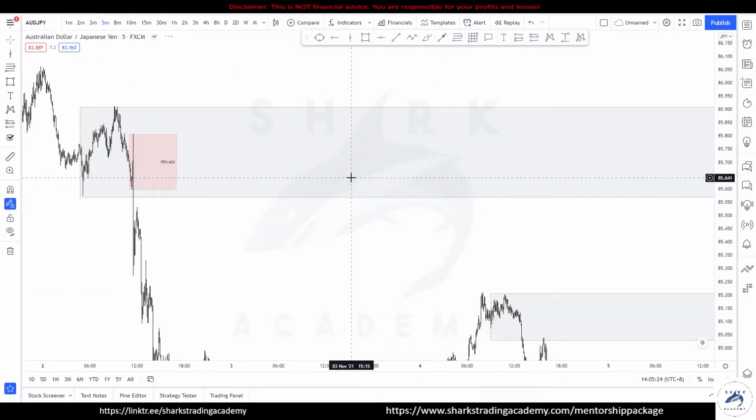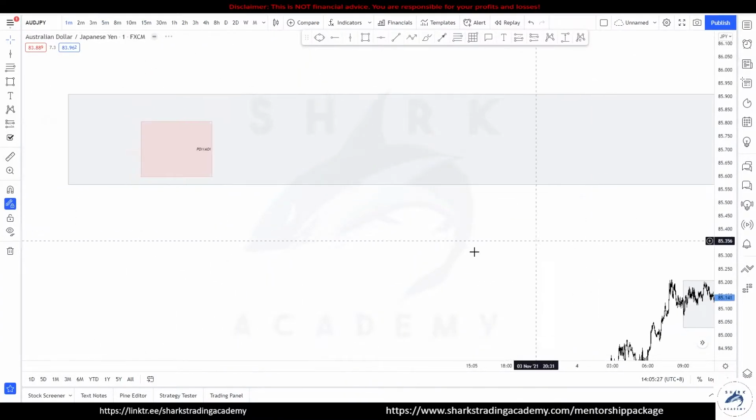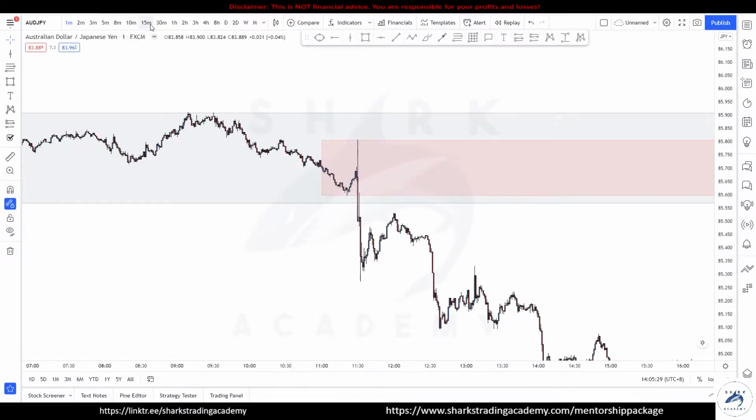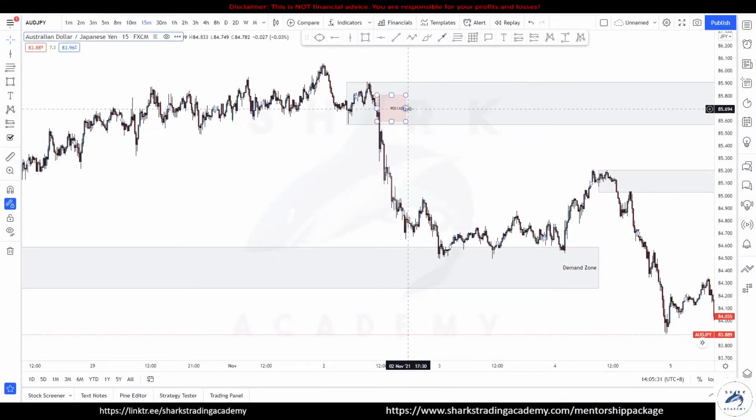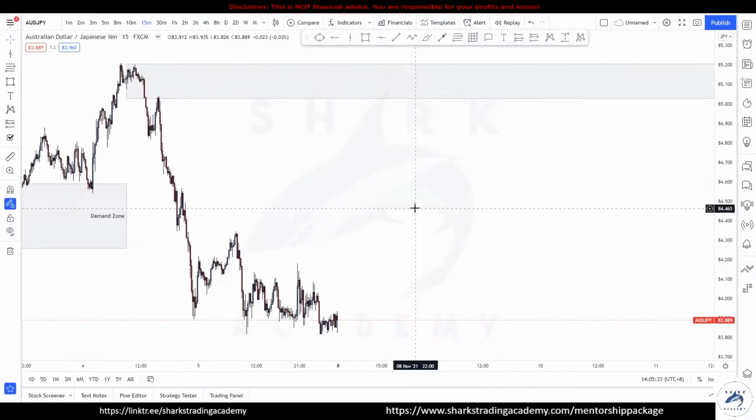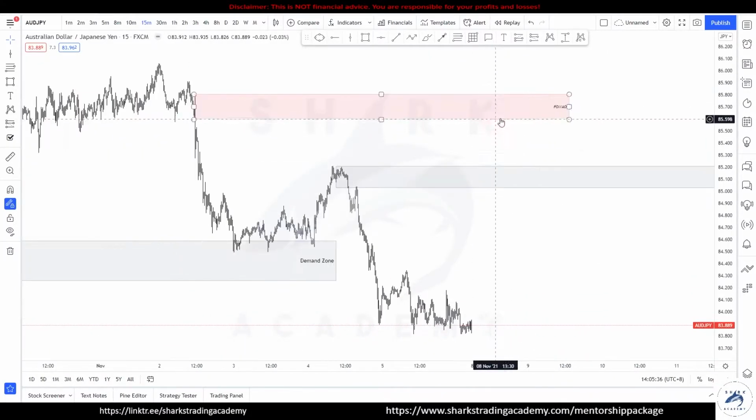Okay, and maybe on the lower time frame, even the 5 or the 1 minute, we may even have a more refined area, of course, right? So it depends on you. On the 15 minutes, I have this refined that I'm looking for. And ultimately, remove this, okay?